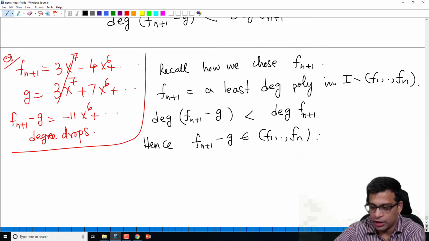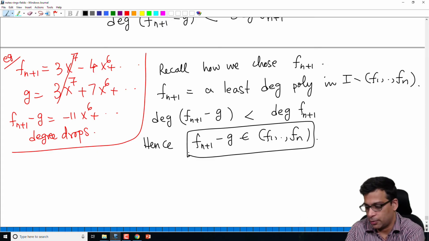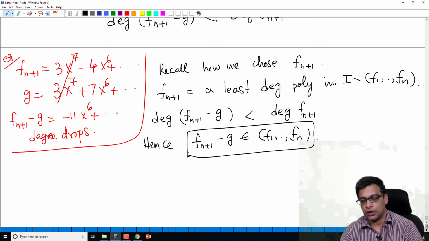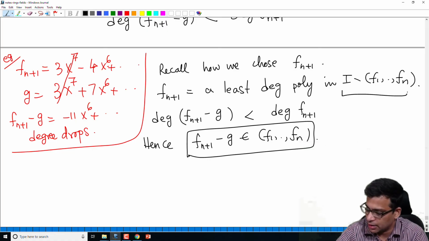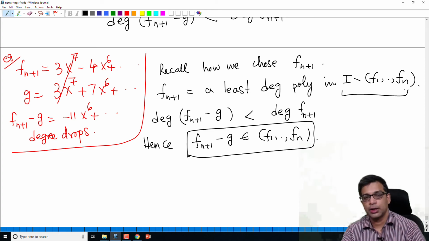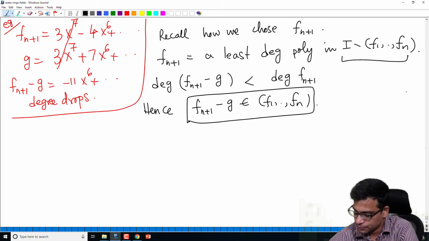If it was not in the ideal generated by f1 through fn, suppose what is in this box is not true, that means this polynomial fn+1 minus G is not in the ideal generated by f1 through fn. That means it is in I minus (f1 through fn), because if it's not in the ideal generated by f1 through fn, it is in its complement. But then, because it has smaller degree than fn+1, that violates how we chose fn+1, because that was supposed to be a least degree polynomial in this complement. So there is no choice but for this to belong to this.